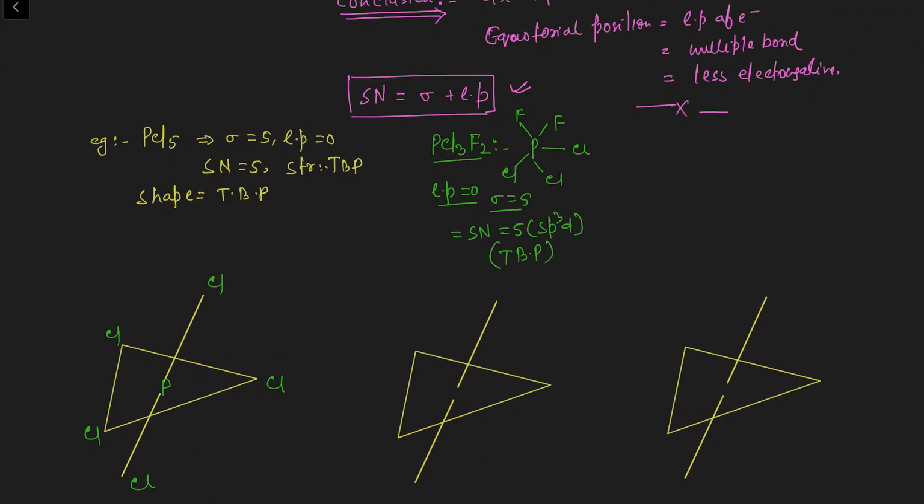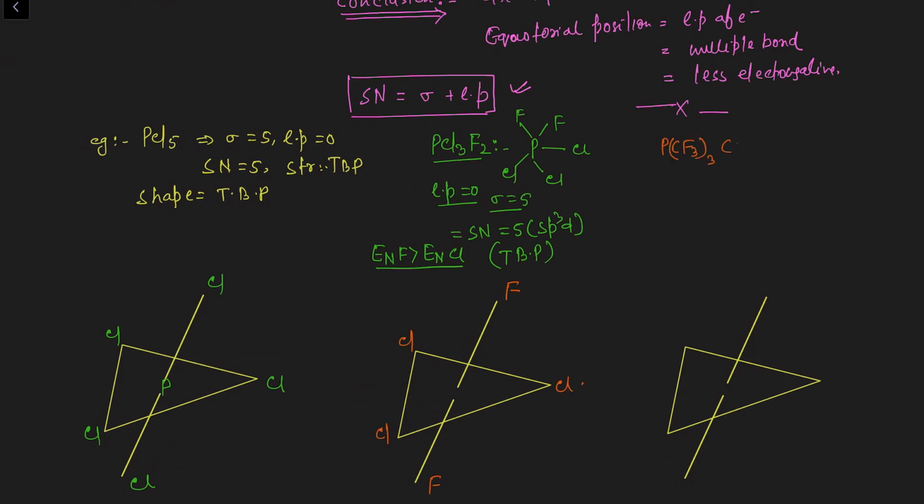But now we need to decide the positions. Fluorine is more electronegative than chlorine. According to Bent's rule, what should be the position of this fluorine? The fluorine position will be axial. Be careful. It doesn't mean that you can put them anywhere and your structure will remain trigonal bipyramidal. No, be careful with the positions of these atoms also. And the rest of the positions are occupied by what? Chlorine atoms.